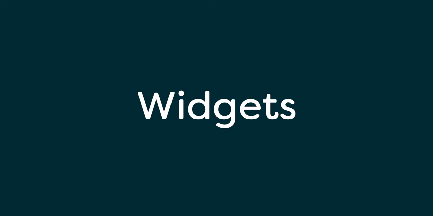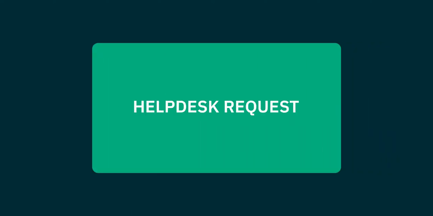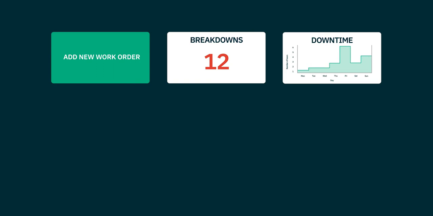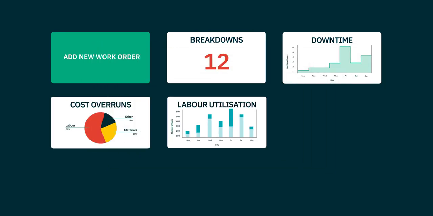The set of widgets in Agility9 includes quick action widgets to allow you to instantly access frequent tasks, and KPI widgets, which give you real-time visibility of performance against key agility indicators, such as breakdowns, downtime, cost overrun, and labor utilization. The widgets are flexible, allowing you to change parameters.